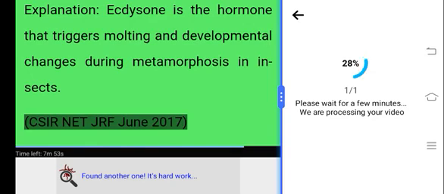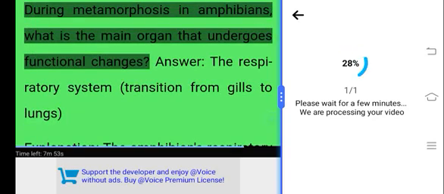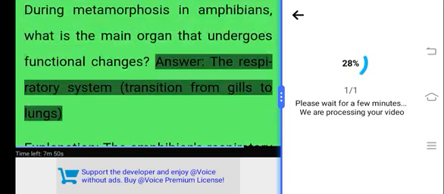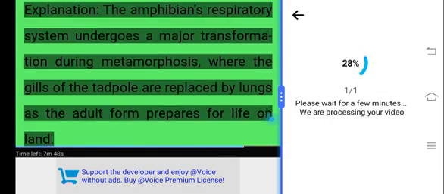CSIR NET JRF June 2017. During metamorphosis in amphibians, what is the main organ system that undergoes functional changes? Answer: the respiratory system, transition from gills to lungs. Explanation: the amphibian's respiratory system undergoes a major transformation during metamorphosis, where the gills of the tadpole are replaced by lungs as the adult form prepares for life on land.